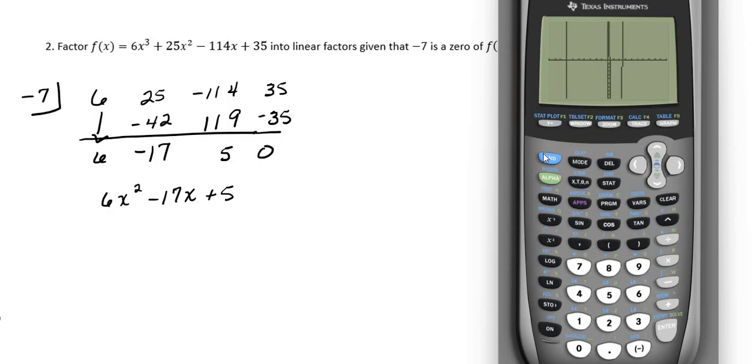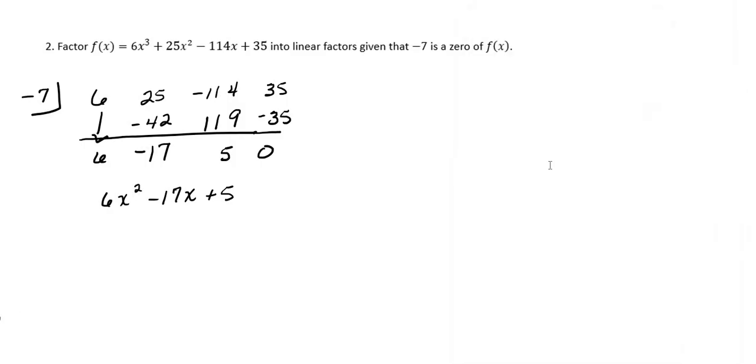One way is to go back to my graph and do second calc to try to estimate those zeros. That's not always the best way because sometimes your calculator rounds and you don't get an exact answer. So my suggestion is to use one of the other 2 methods that we're going to talk about.